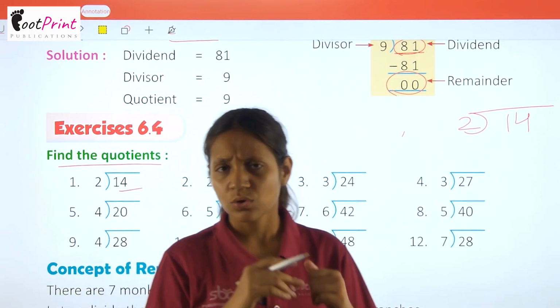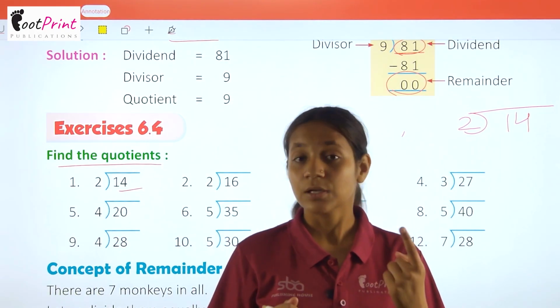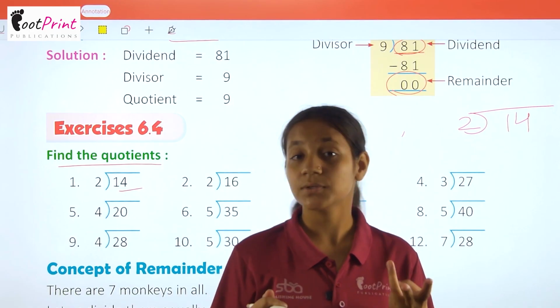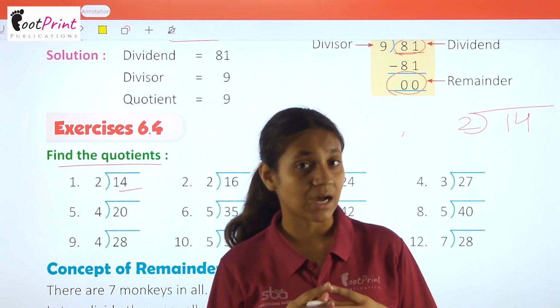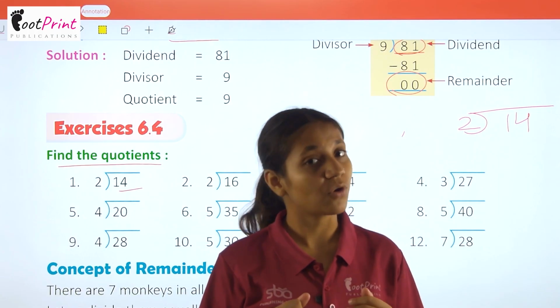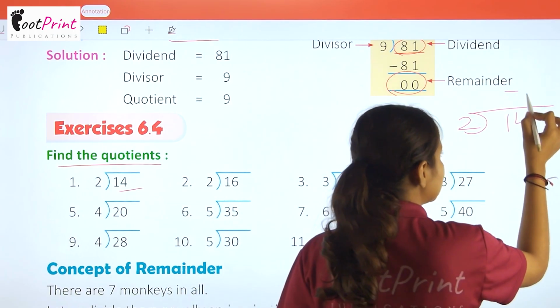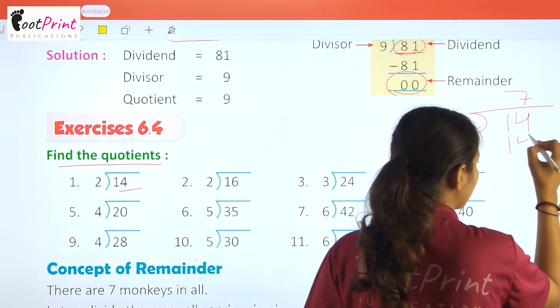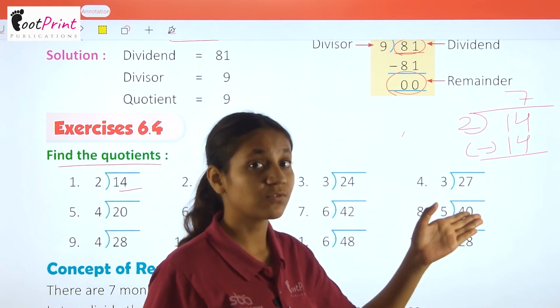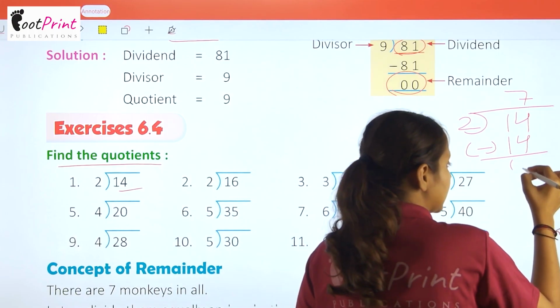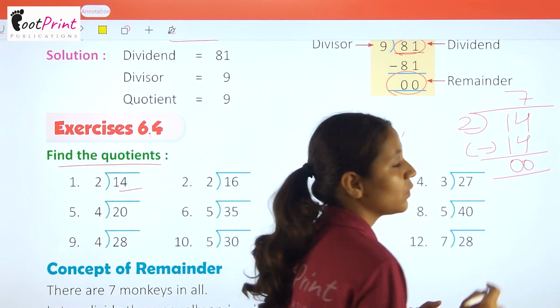So we will recite the multiplication table. 2 ones are 2, 2 twos are 4, 2 threes are 6, 2 fours are 8, 2 fives are 10, 2 sixes are 12 and 2 sevens are 14. So we write here 7 and then 14. Now we are subtracting it. So 14 minus 14 is 0.